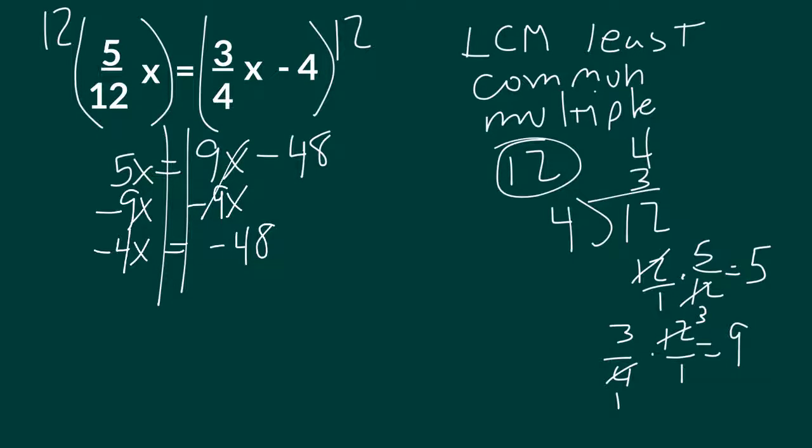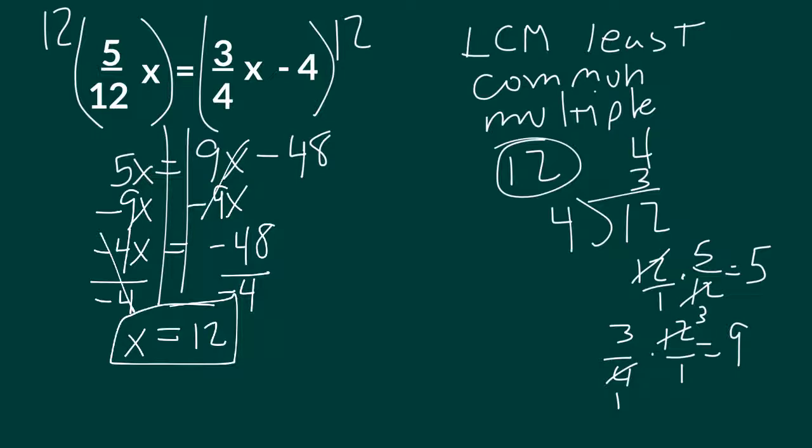Then I need to divide by -4 to continue the solving process because I still don't have the x alone. But now, when these cancel out, I do end up with x equals negative divided by negative is a positive, so I end up with x equals a positive 12 as my final answer.